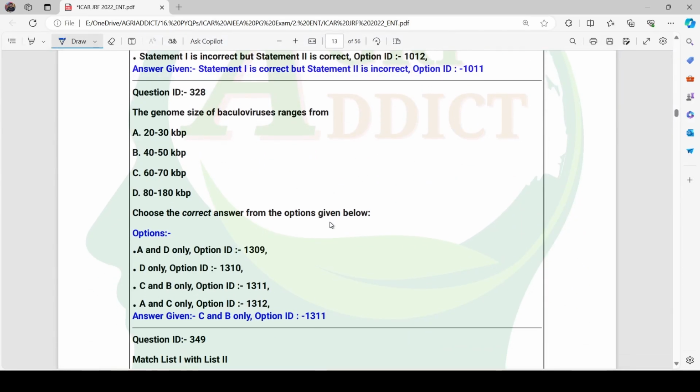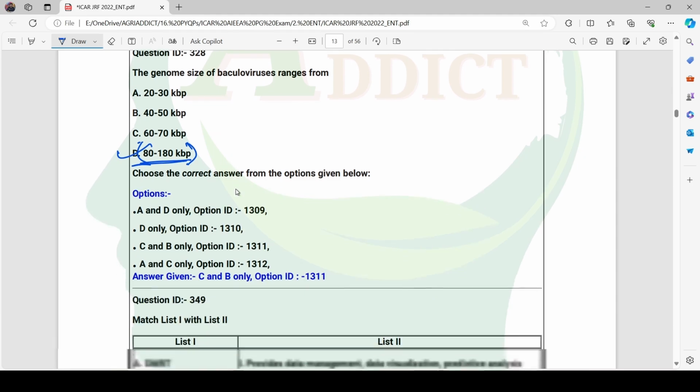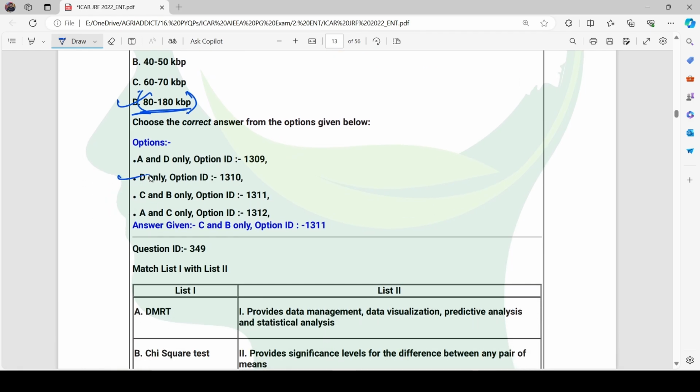Now the next question is, the genome size of baculoviruses ranges from. So here the answer is 80 to 180 kbp. Only if you are sure about the answer, then you should attempt this type of questions. There are 99.99% chances of negative scoring in this type of questions. So if you are 100% sure, then go for answering this type of questions. So option D is correct, 80 to 180 kbp.